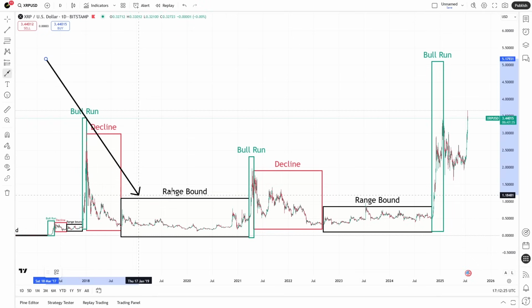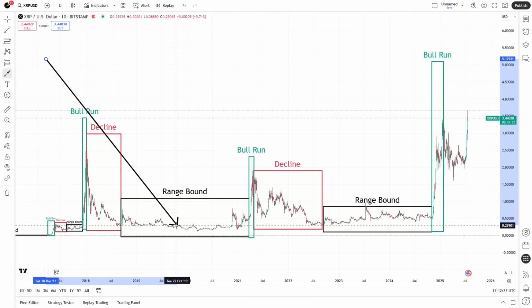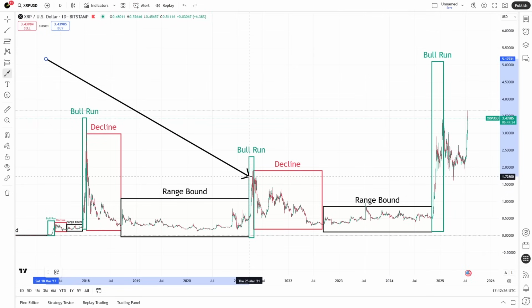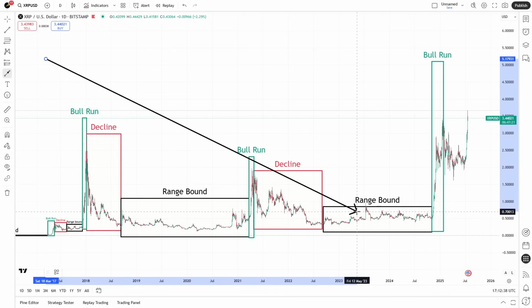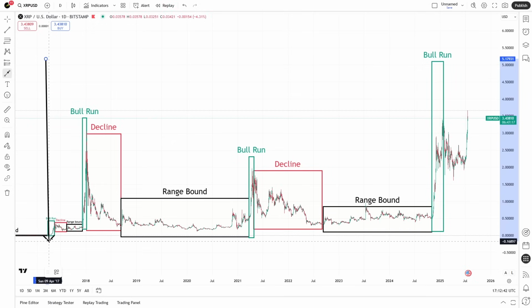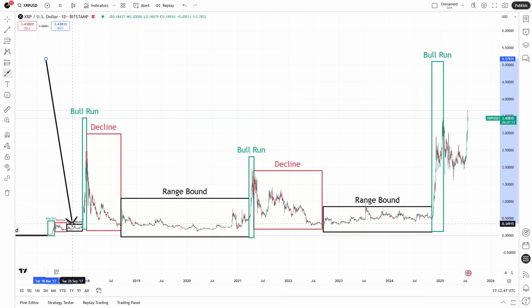And then we have a range-bound time in between the decline and the next bull run. As you can see, these structures repeat over and over again. We have another bull run here, a decline, and a range-bound time. We currently have been in a bull run. We can look over here. We have a smaller iteration of this, a bull run, a decline, and a sideways range-bound time.